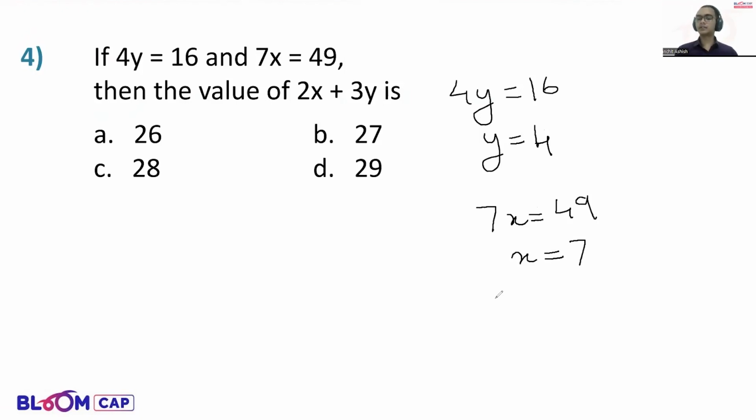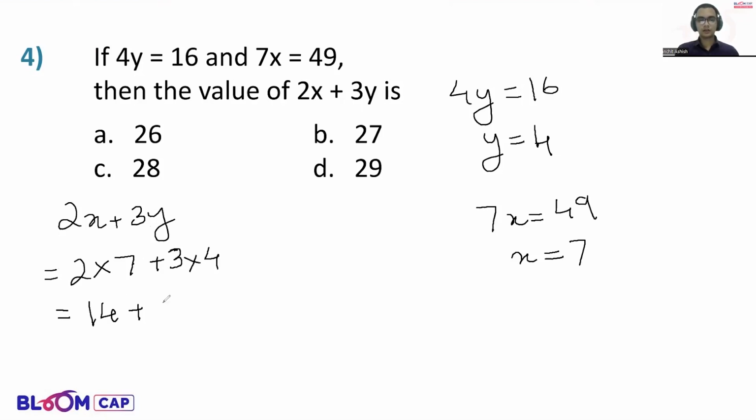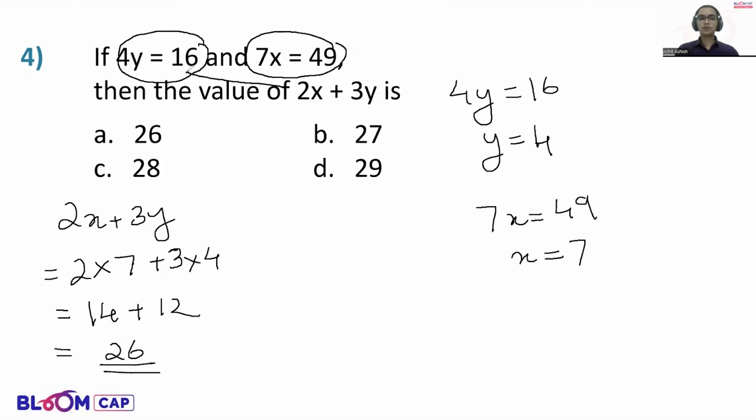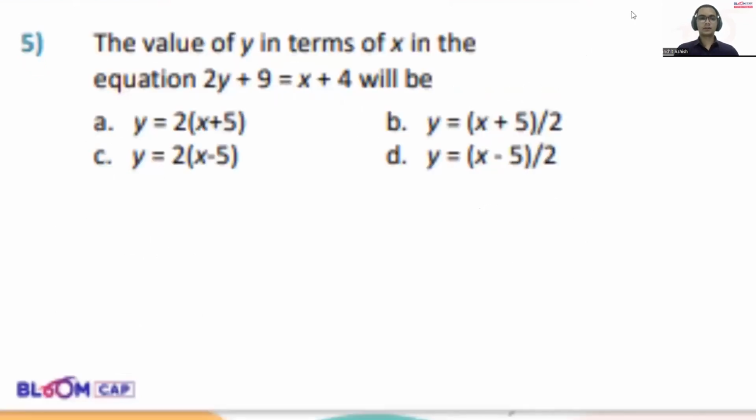Now we have the value of y and x. We can simply input it into equation 2x plus 3y. We get 2 into 7 plus 3 into 4. This is 14 plus 12, which is equal to 26. Right? So from this equation, we can get the value of y. From this equation, we can get the value of x. Now, when we input those values in this form, we get the answer, which is equal to 26, and 26 is our answer. Right? Okay. Now, let's move on to the next question.